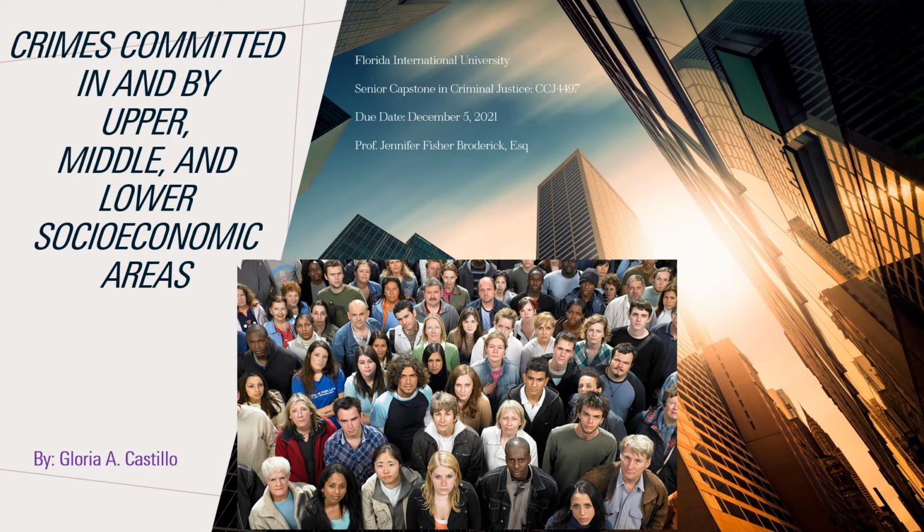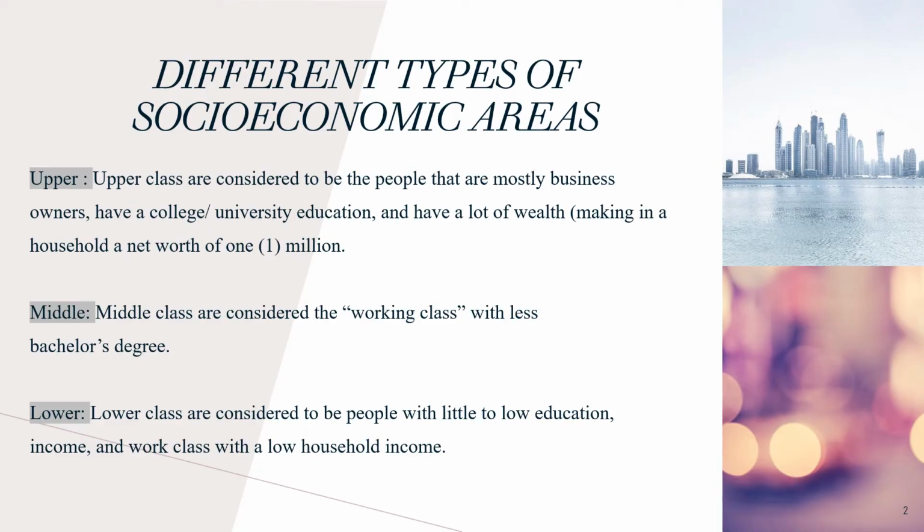For today, we'll be discussing crimes committed in and by upper, middle, and lower socioeconomic areas. As to socioeconomic areas, there are three different types. These are considered to be upper, middle, and lower class.